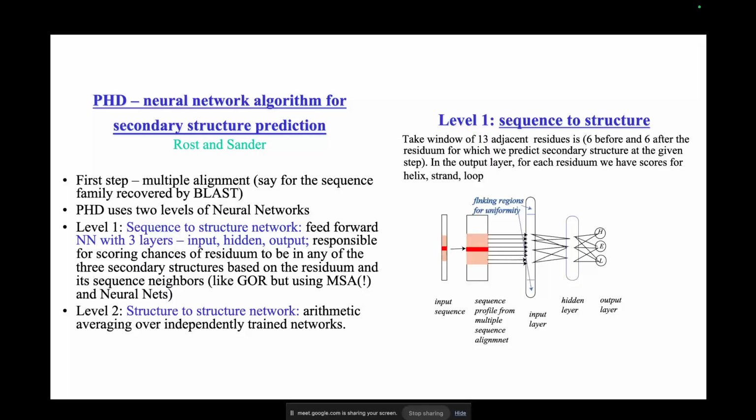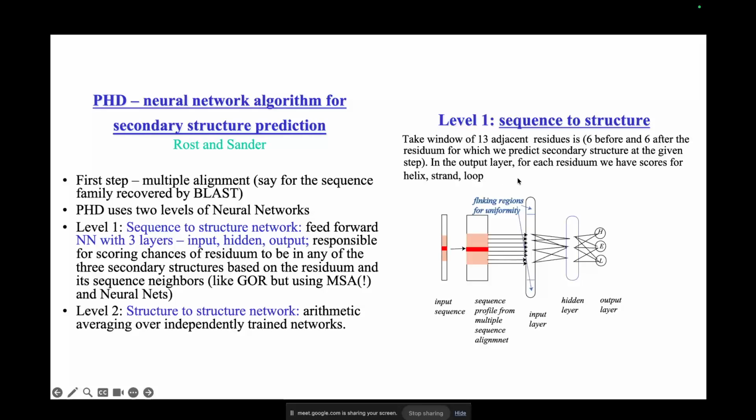One is basically using multiple sequence alignment, and it is responsible for scoring the residues in any of the three secondary structures based on some method like GOR or multiple sequence alignment and so on. And the second layer is basically connecting the structure to the structure network, and it is predicting the structure. So the first level of information is taking 13 adjacent residues, 6 on the left, 6 on the right, and you can predict a secondary structure at the given step.